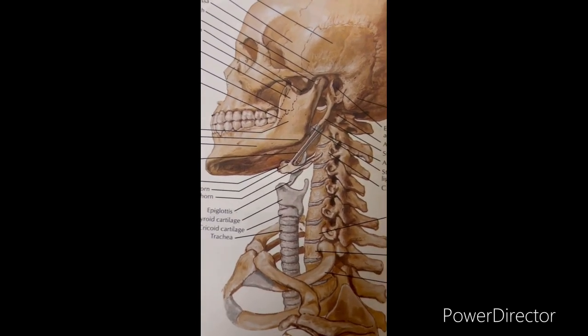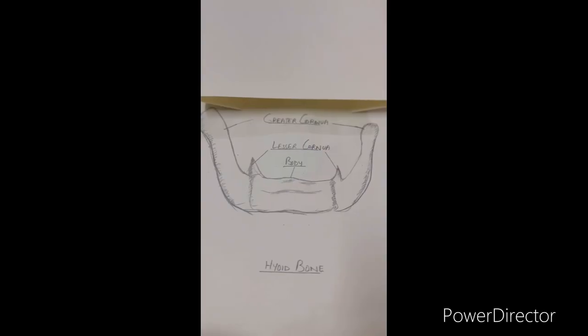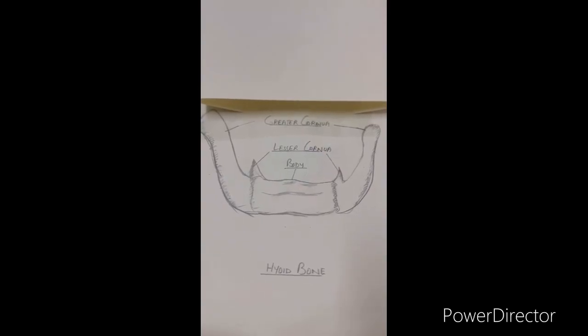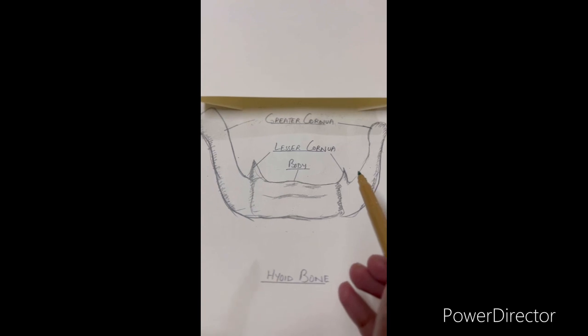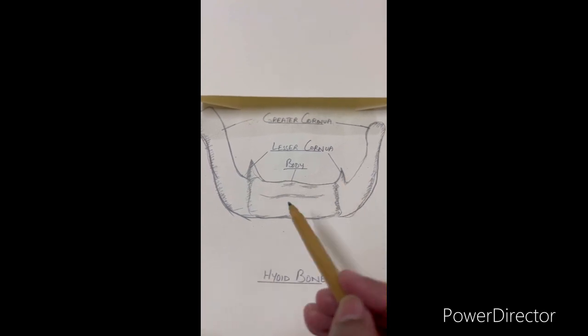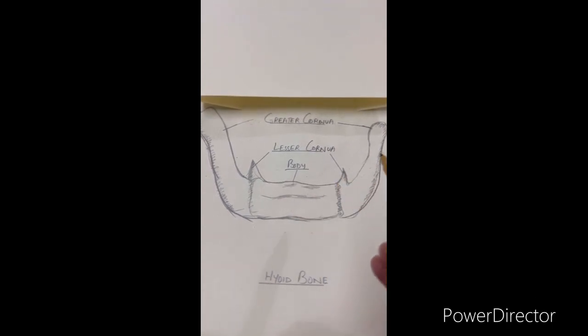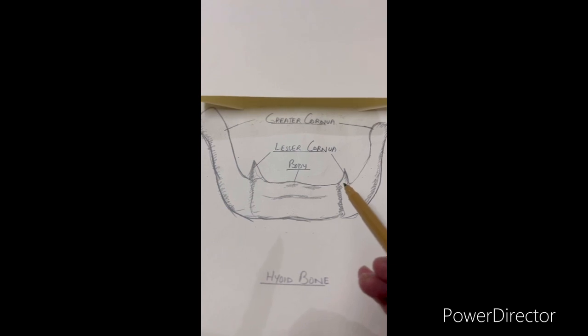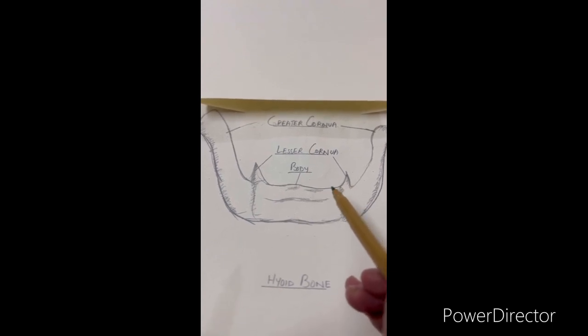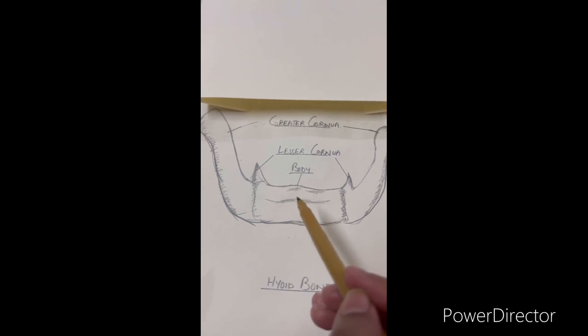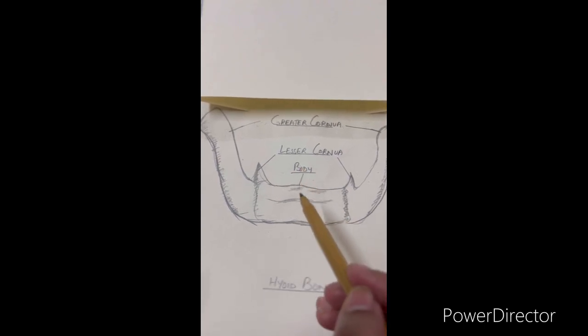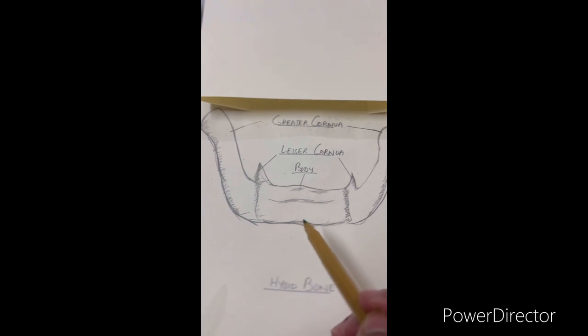Now coming to the structure. Coming to the structure of the bone, it has a central part or body and two pairs of cornu or horns. This is the body and these two pairs of cornu or horns on each side of the body are called the greater cornu and the lesser cornu. Cornu means horns. The body is a quadrilateral structure and it has an anterior surface, a posterior surface and two borders, the superior border and the inferior border.